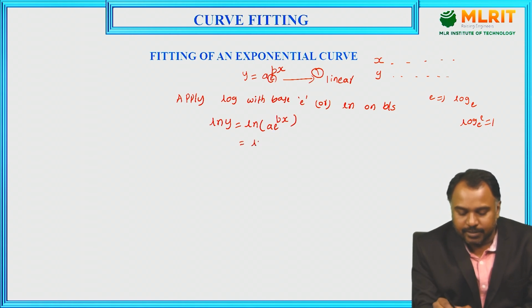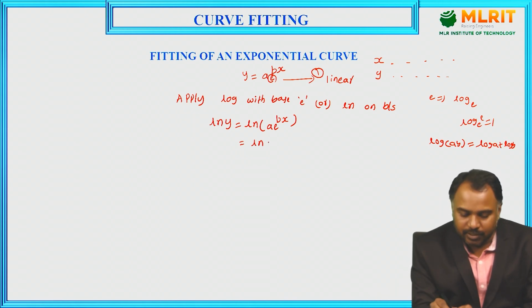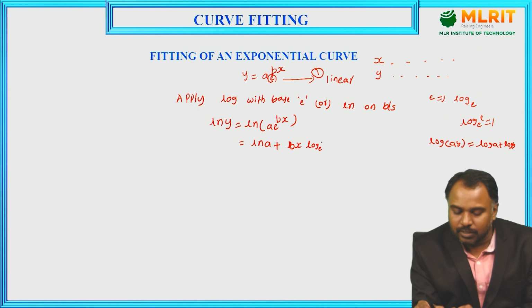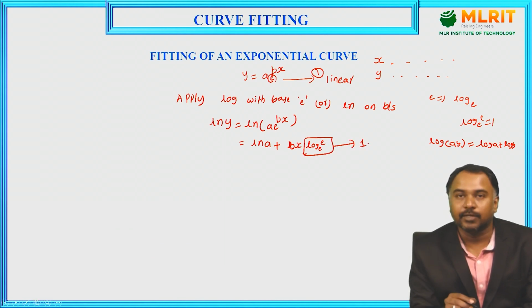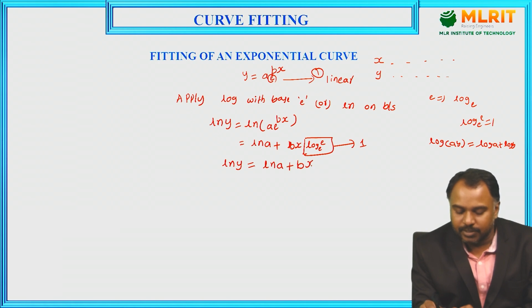On the right side we know the formula that log ab is log a plus log b. Using the same expansion, we get ln a plus bx times log e, where log e is already set to 1. Finally, after simplifying, ln y is equal to ln a plus bx.